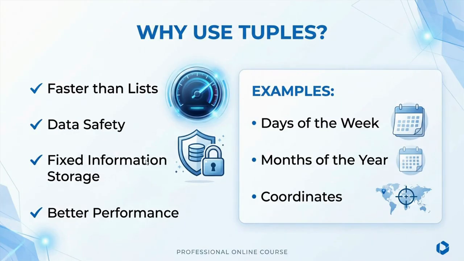Why should we use tuples? Why not a list? Because it is faster than a list, and it gives data safety, fixed information storage, and better performance. Some examples are days of the week. This days of the week is not going to change in any way, so that's the reason it is fixed and we need to use tuples. Also months of the year and coordinates. That's it.